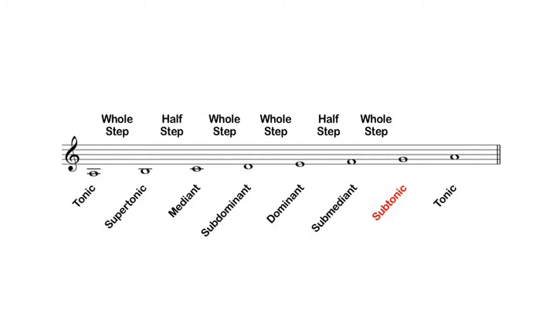And then to finish out the scale, from the subtonic we'll go up a whole step and that should get us back to our tonic. A whole step above a G is an A. So just to make sure I got this correct, I'm going to play it. A, B, C, D, E, F, G, A. Sure enough, that sounded correct.